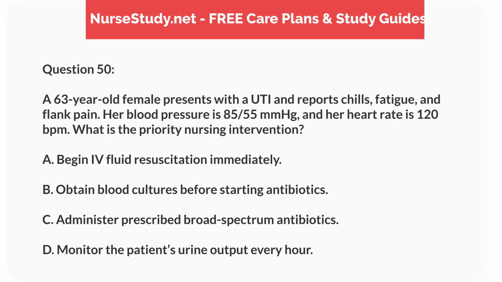Question 50. A 63-year-old female presents with a UTI and reports chills, fatigue, and flank pain. Her blood pressure is 85/55 mm of mercury, and her heart rate is 120 beats per minute. What is the priority nursing intervention? A. Begin IV fluid resuscitation immediately. B. Obtain blood cultures before starting antibiotics. C. Administer prescribed broad-spectrum antibiotics. D. Monitor the patient's urine output every hour.